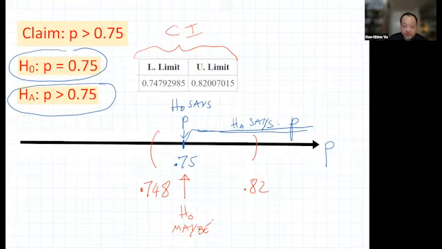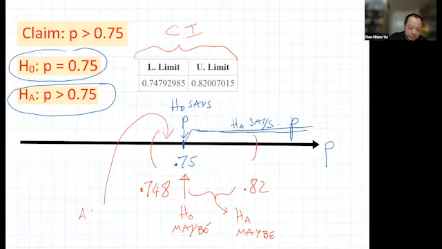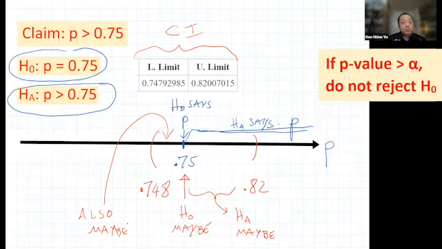Well, for that matter, the evidence also says maybe HA is true. Because, over there to the right of P, that's possible as well. But then again, maybe to the left of 0.75 as well. So this is a situation similar to when the p-value is larger than alpha, where we don't know if there's evidence of HA and we can't reject H0. Definitely, we cannot reject H0.